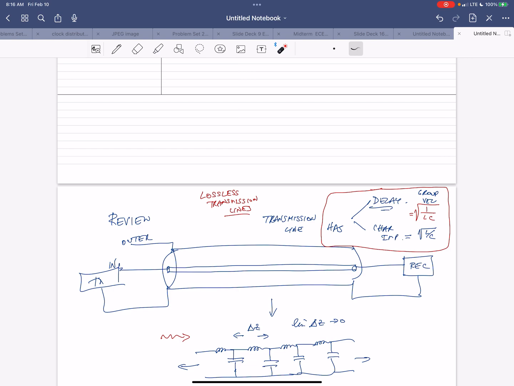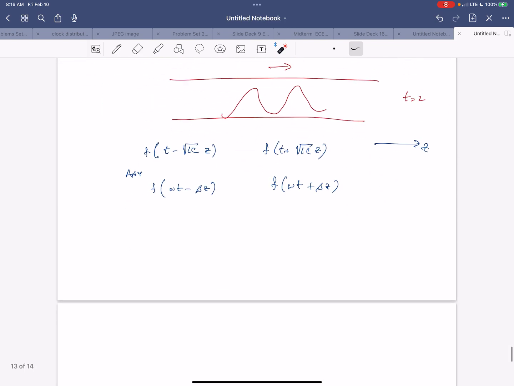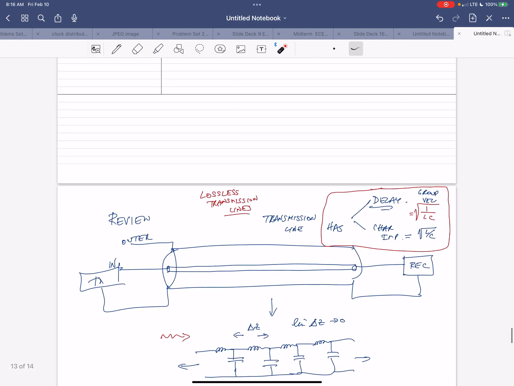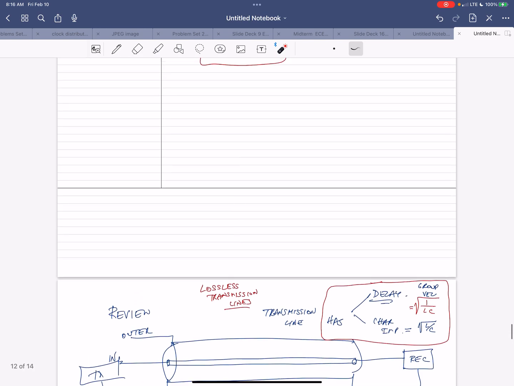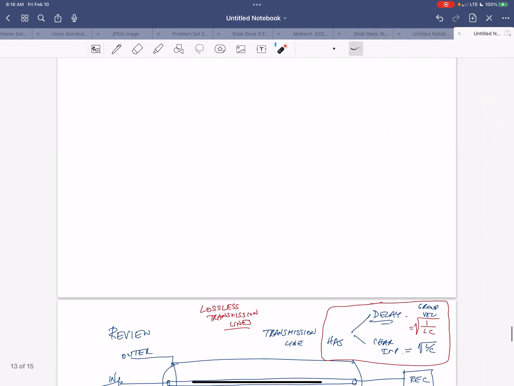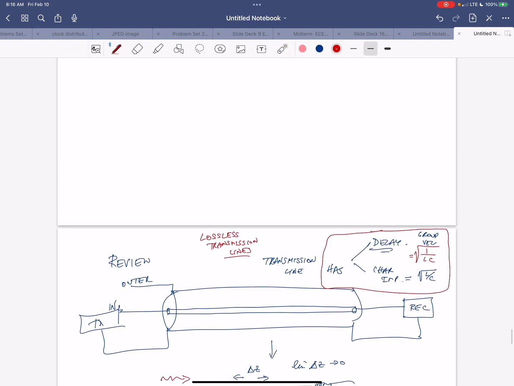What else do I want to say about this? The other thing I want to say about the L and the C, maybe I'll insert a page here. I'm going to go backwards in time here. L and C are inductance and capacitance per unit length. They're not the inductance and capacitance of the whole line.